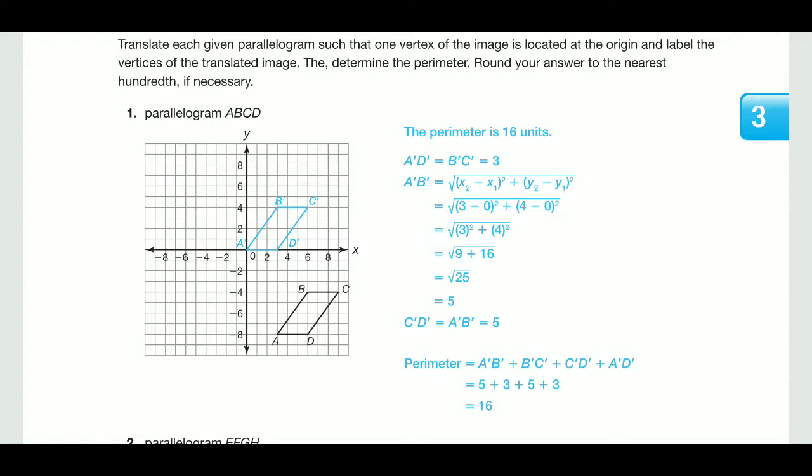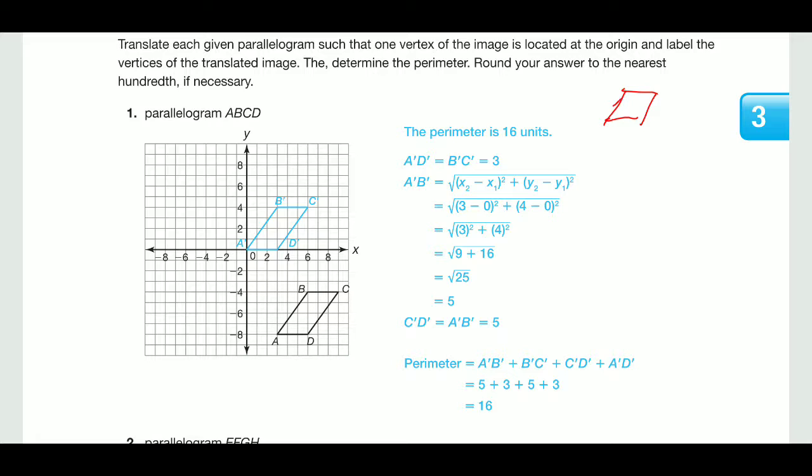Okay, class, so this first problem is we need to translate each given parallelogram such that one vertex of the image is located at the origin and label the vertices of the translated image. Then determine the perimeter, round your answer to the nearest hundredth if necessary. Okay, so remember that a parallelogram looks like this.